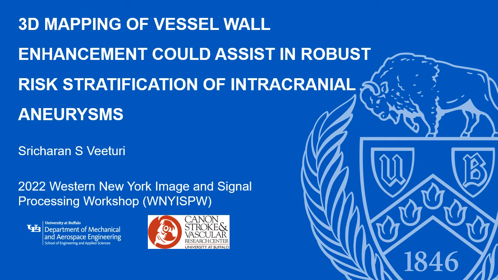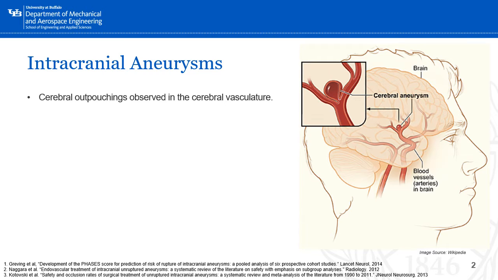I'm a PhD student in the Mechanical and Aerospace Engineering Department at the University at Buffalo, and I'd like to give a brief overview of my poster, which explores using 3D mapping of vessel wall enhancement for robust risk stratification of intracranial aneurysms. To give a brief introduction about the problem I'm trying to address, intracranial aneurysms are weak bulging spots formed on the vessels of your brain vasculature, as shown over here.